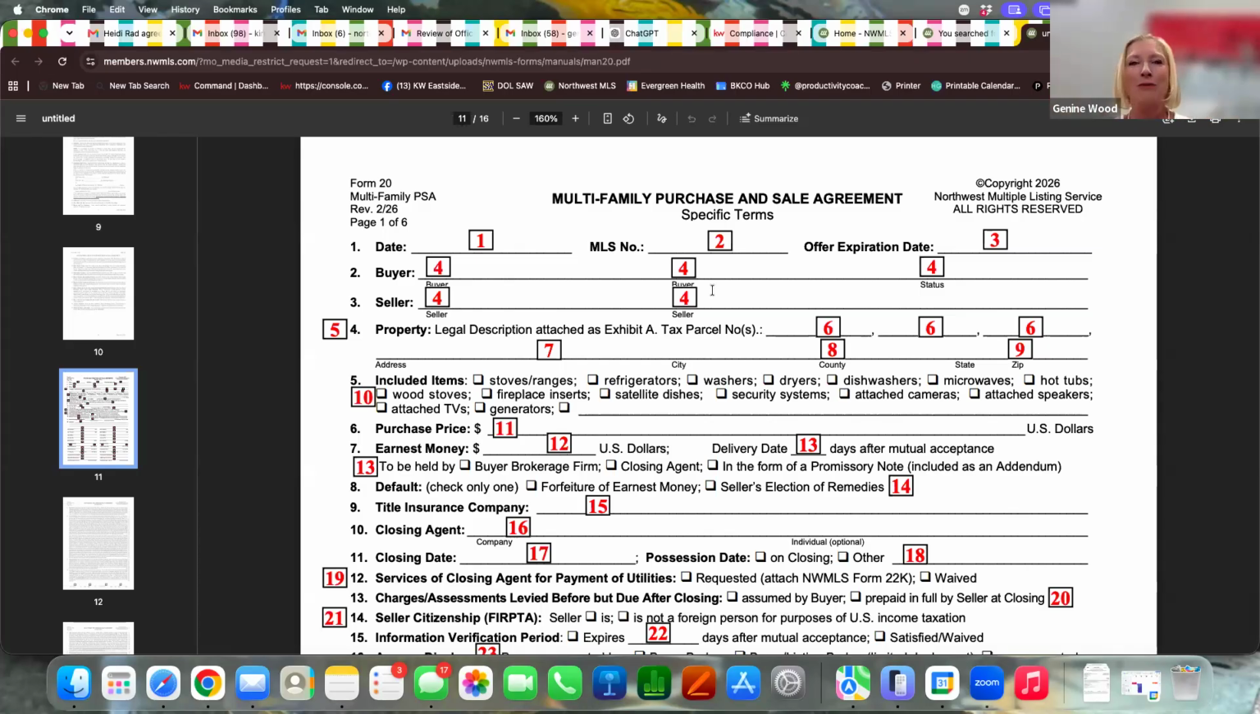So here's your screen. This will help you a little bit more. Luckily, it is recorded, so the recorded screen will actually help you as well if you need to go back and refer to this. Okay, possession date.